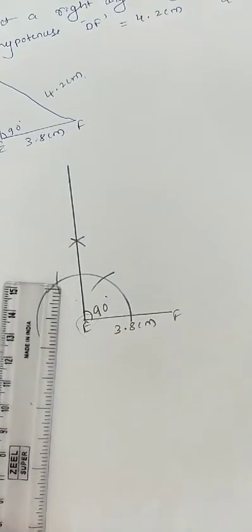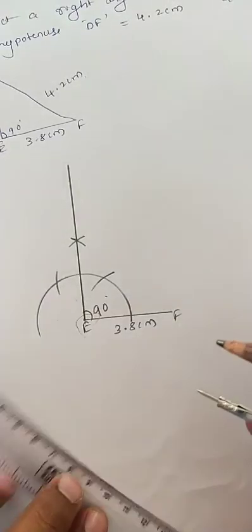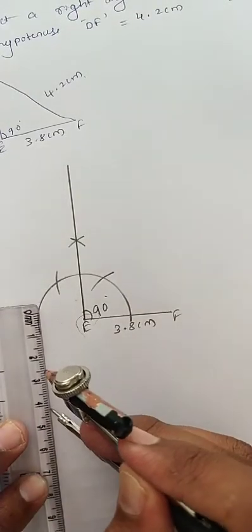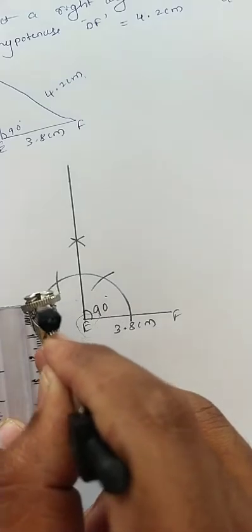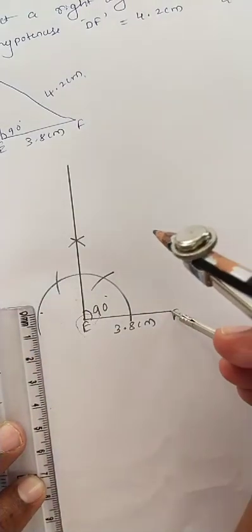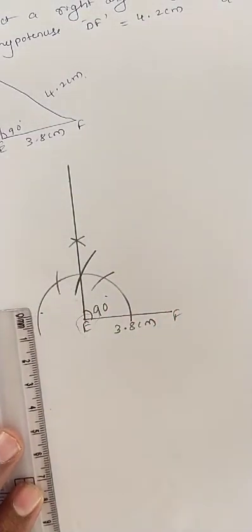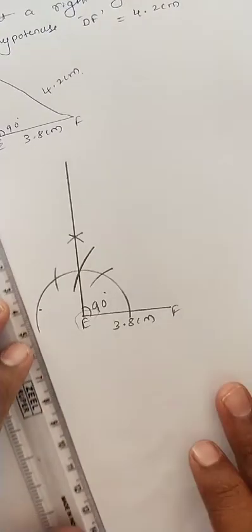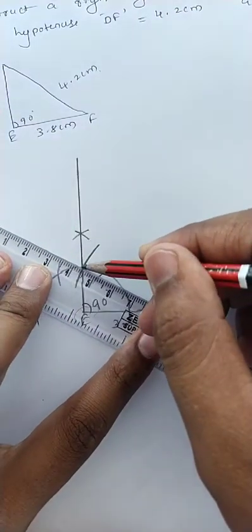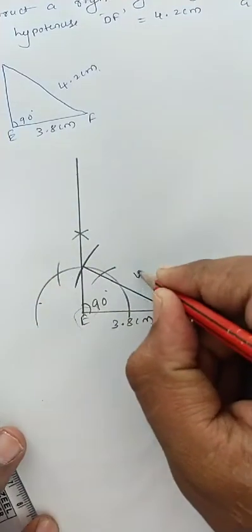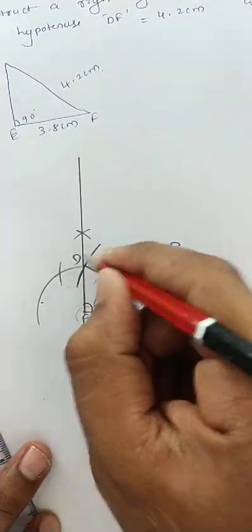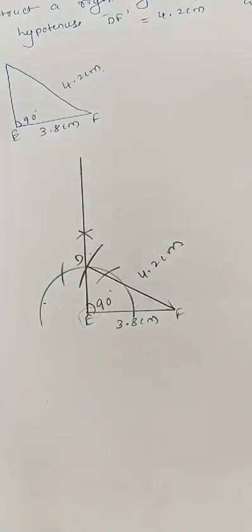But what we want is DF equal to 4.2 centimeter as your hypotenuse. So we need 4.2 centimeter. So keep the compass on F and draw here D, such that DF is equal to 4.2 centimeter. Okay, now you can join this. So this is 4.2 centimeter and this you can name as DEF. Your hypotenuse is 4.2 centimeter, and now angle DEF is equal to 90 degrees.